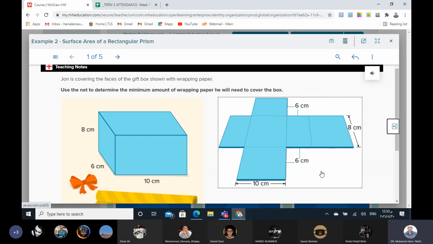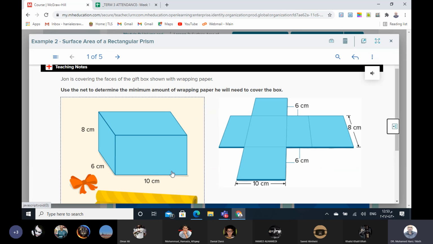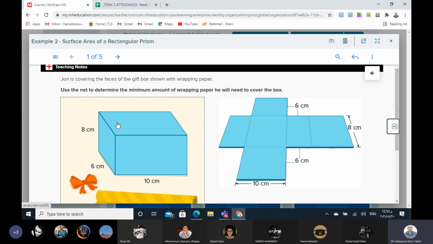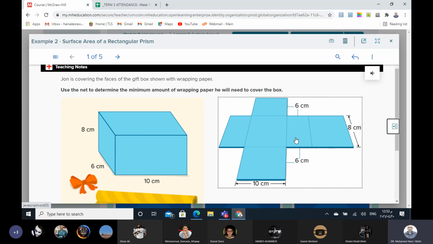Two-dimensional. As you see here, this is the front, here the side, and here the top and back, then here we have the side, and here the back. So this is the net, and we want to find the surface area.